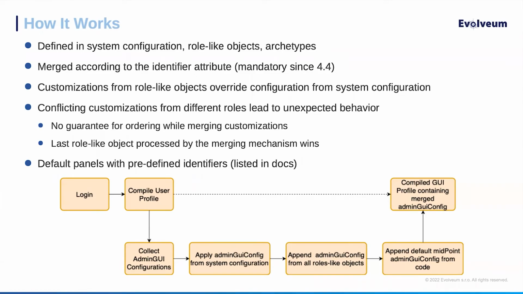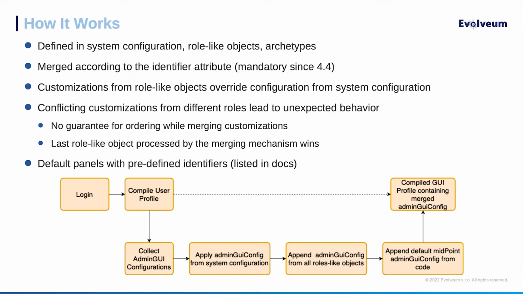And how does the mechanism work? The first part of the merging mechanism is performed while a user is logging in. After successful authentication, we have enough information about the user and their roles. Therefore, we can compile and merge the customizations from the system configuration object, all role-like objects, and also system-defined defaults.